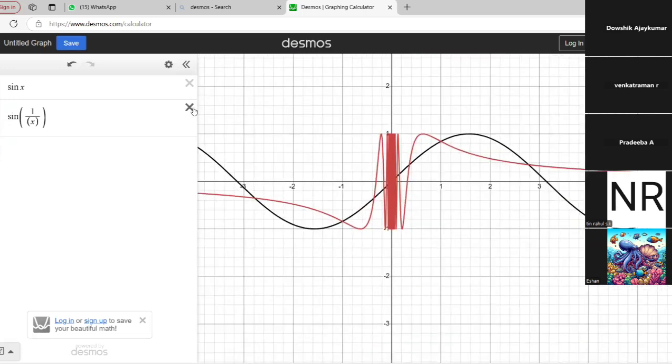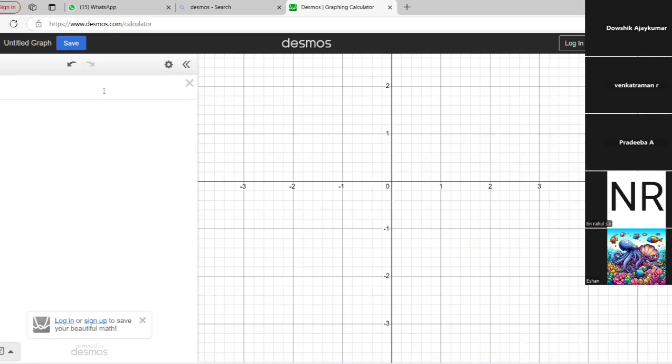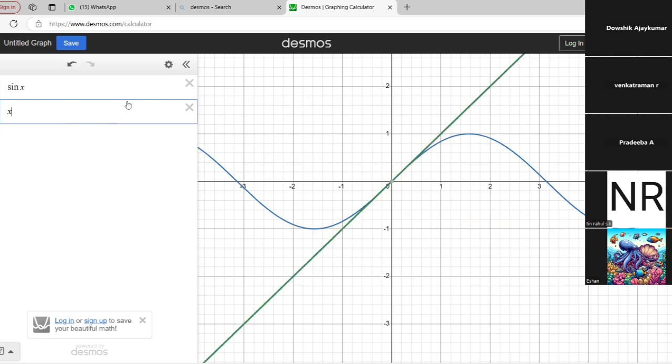I would love playing with graphs, and I'll suggest the same to you: always play with the graph. See, sin x is a trigonometric, periodic graph. How beautiful it is. And the line y equal to x is a linear graph. But what would happen when both of these get multiplied?